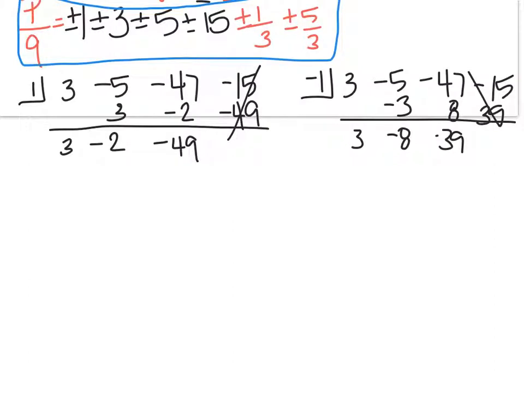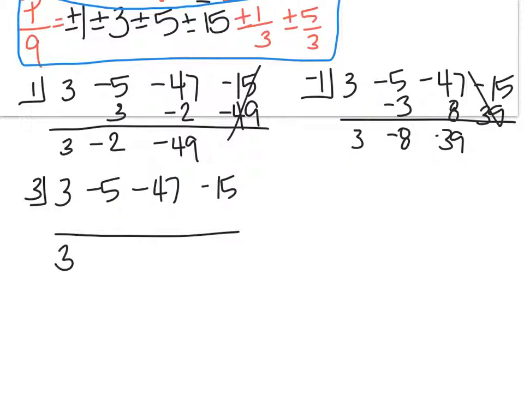The next number in my P over Q list is 3. So that gives me 3. 3 times 3 is 9, which gives 4. 3 times 4 is 12, which gives negative 35. And that's going to be negative 115. I know that that will not give me 0.